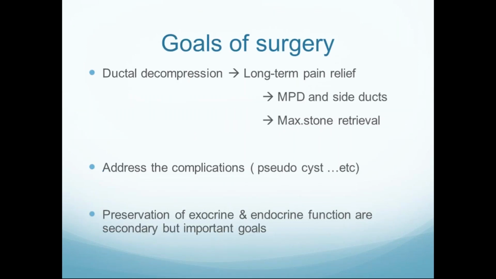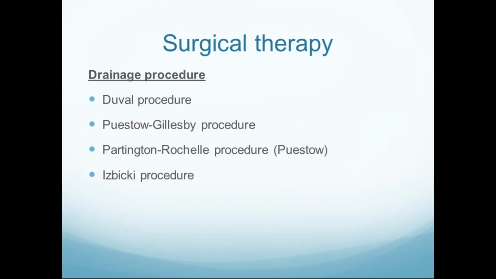What are the main goals of surgery? Why do we do it? We cannot completely cure the pancreas with surgery, but we can stop the damage from going into complete, 100% destruction. The goals are ductal decompression, long-term pain relief, drainage of the main pancreatic duct and side ducts, maximum stone retrieval, and addressing the complications, that is other complications in the head of the pancreas, pseudocyst of the pancreas, and any pancreatic duct dilatations like that, while preserving both exocrine and endocrine functions.